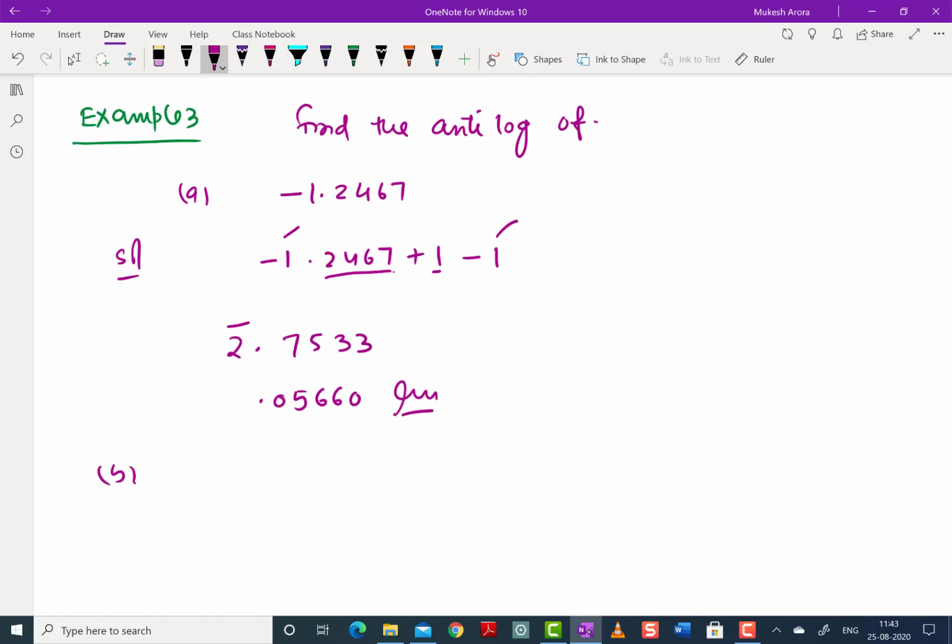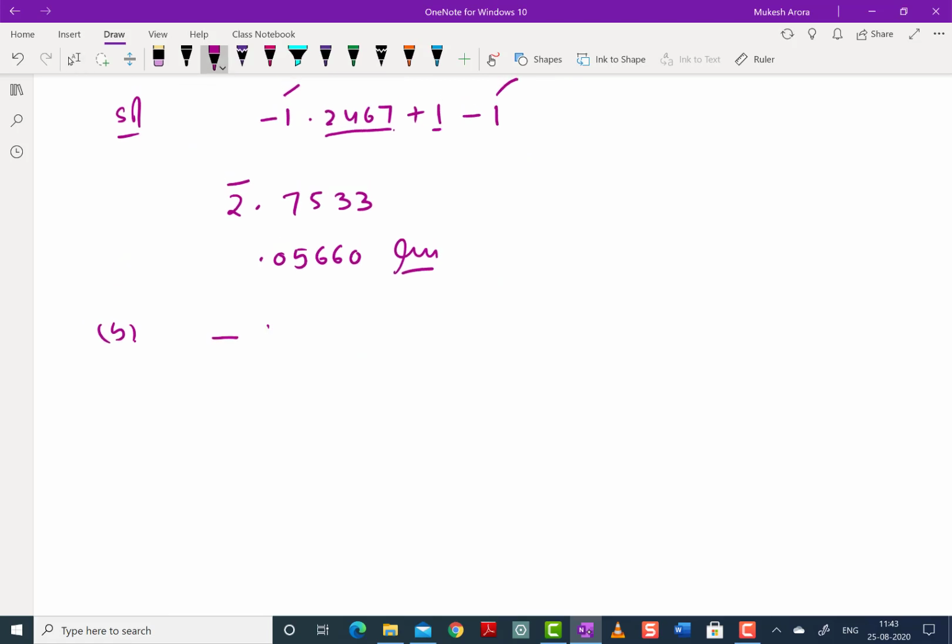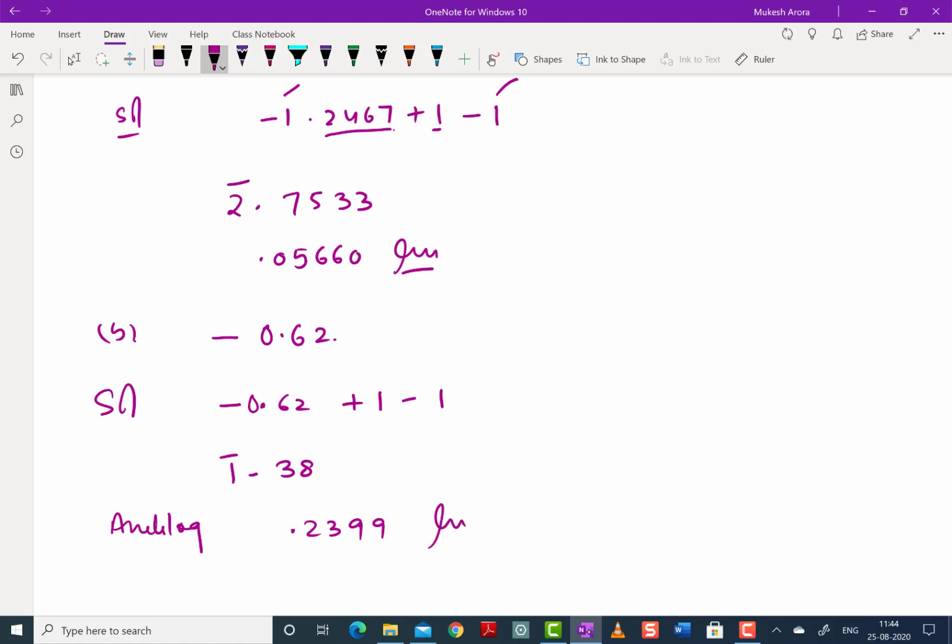B. Right? Minus 0.62. Solution: minus 0.62. This will be plus 1 and minus 1. This will be 1 bar point 38. Now we will see the antilog of 38. Antilog of 38 will be 2399, and the bar gives the decimal shift, so this is the answer.